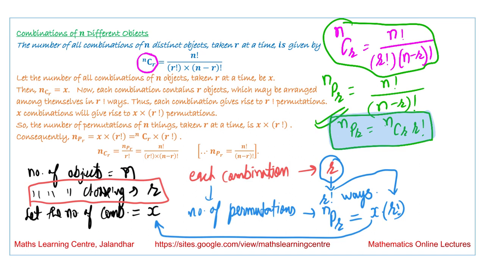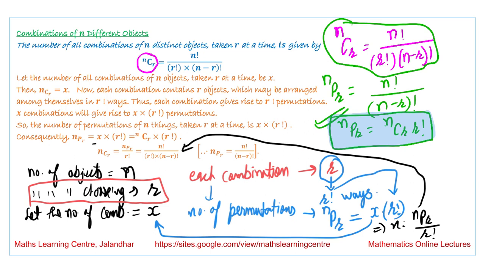So the value of X from this we obtain is equal to NPR over R factorial, and the value of NPR over R factorial is N factorial over R factorial into N minus R factorial. This is the formula that we are talking about. This is the number of combinations of selecting R objects out of N objects.